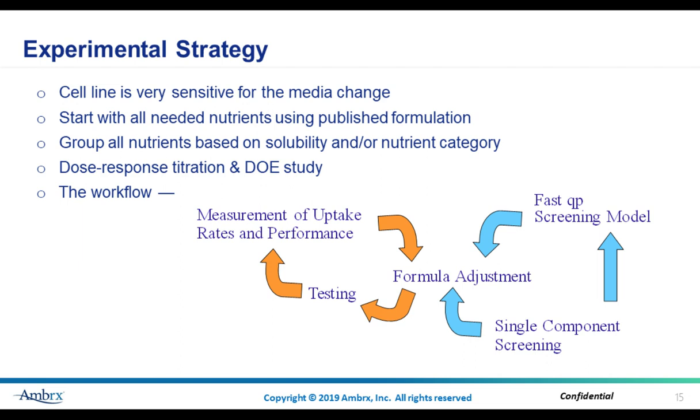Several approaches can be used systematically, such as single component titration, then medium analysis, and medium blending. The cell line is very sensitive to medium change, so normally you should start with all needed nutrients using a published formulation. You can group all nutrients based on solubility or nutrient category, and then try dose response titration and DOE studies. Here is the preferred workflow.